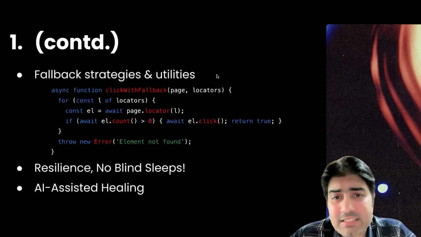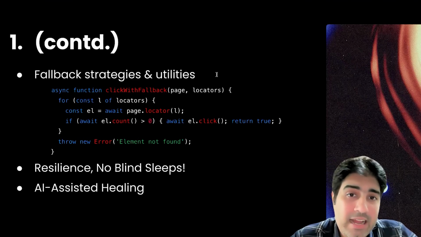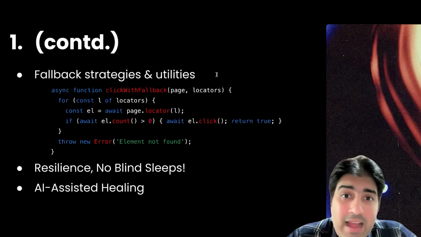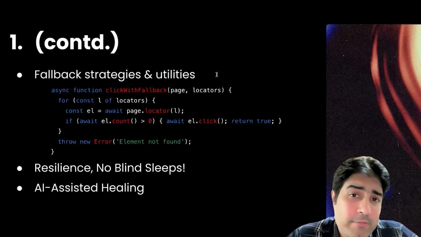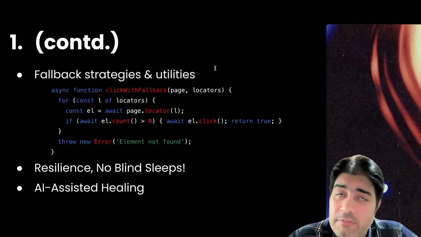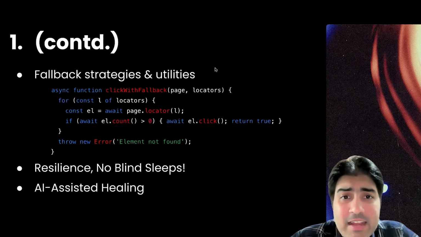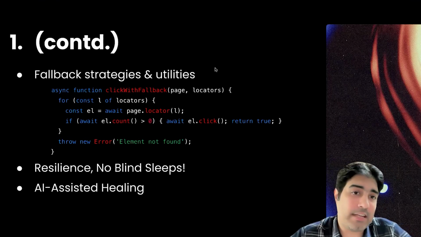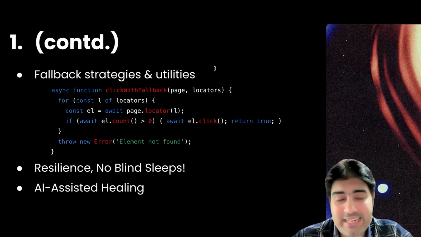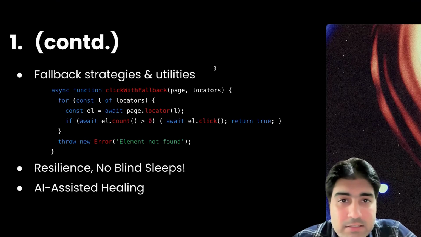When you talk about resilience, mainly focusing on no blind sleeps, use explicit wait patterns, network idle where appropriate, and retry only where meaningful. Idempotent actions, of course. For example, Playwright's waitFor and assertions that auto-wait are very helpful. And when we talk about AI-assisted healing, in 2025, we have plugins that suggest alternate selectors if a test fails. Use that, but treat AI suggestions as candidates. Review and add them to your fallback list.